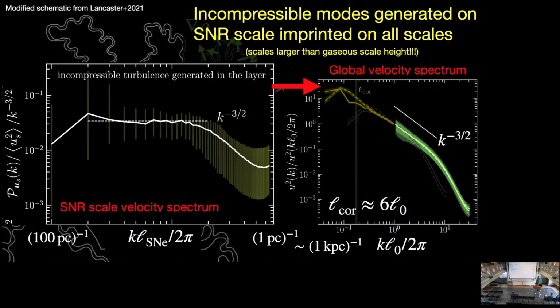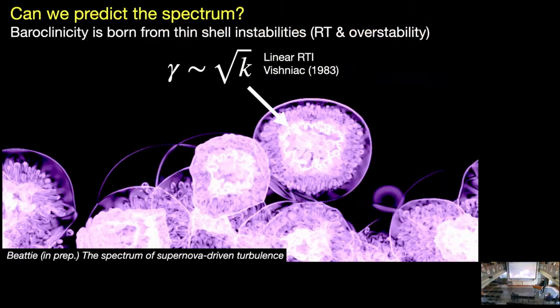Now I can compute the spectrum itself, and I can also see that the spectrum at the scale of the supernova remnant goes like k to the minus 3/2. And this should be very familiar to you by now, because the spectrum of the entire galaxy is going like k to the minus 3/2. So in other words, it seems like there is a relationship between the supernova remnant scale spectrum, the turbulence generated at the supernova remnant scale, and the global velocity spectrum of the galaxy.